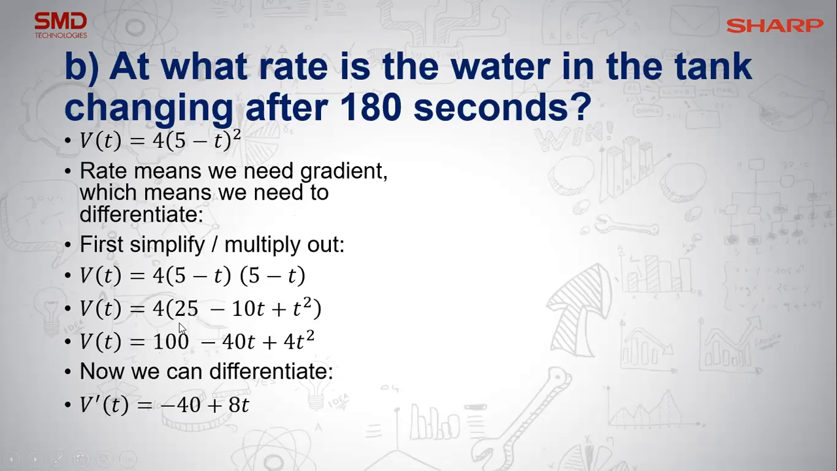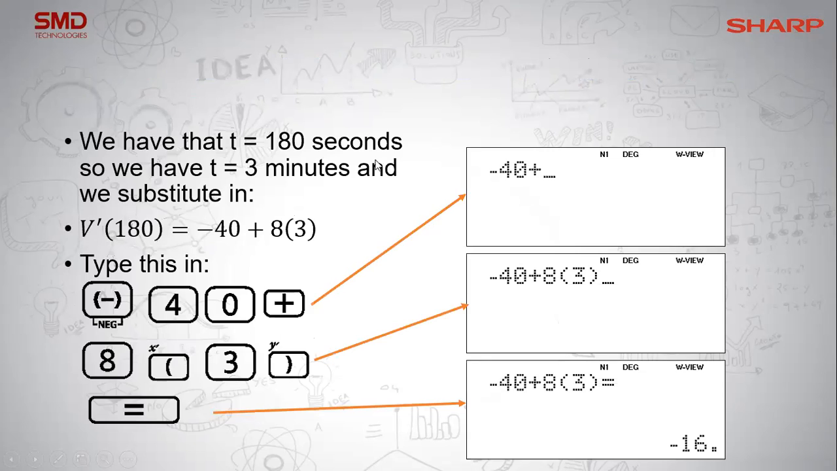Now we can differentiate. So 100 is 0. Minus 40t just leaves us with minus 40. And 4t squared, 2 times 4 is 8, and 2 minus 1 is 1, so we just have t. So our rate is minus 40 plus 8t. Now, we were given it as seconds, but we were told that the rate is in minutes. So 180 divided by 60 gives us 3 minutes, and we substitute that in here. So this gives us minus 40 plus 8 times 3, which gives us a rate of 16.